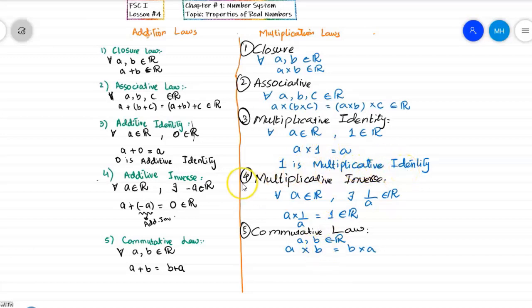Now the fourth property is the multiplicative inverse. The multiplicative inverse is the element which, when applied with this, gives you the multiplicative identity. And again, the last is the commutative law: whenever you switch the position, you have the same answer.